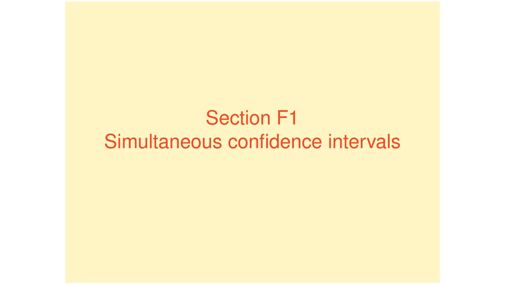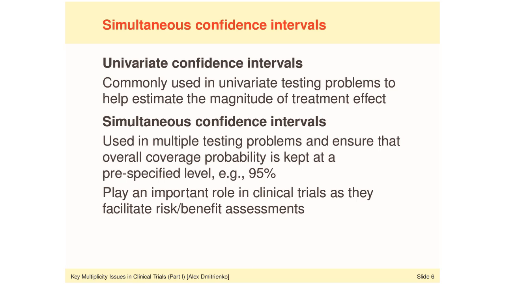Section F1, simultaneous confidence intervals. We're going to begin with the basics. We will step back to discuss univariate confidence intervals first. Those intervals are commonly used in univariate testing problems to help us estimate the magnitude of treatment differences. And as you know, a univariate confidence interval guarantees that the true value of the single parameter of interest, for example, the mean treatment difference, lies between the lower and upper limits with a pre-specified probability. Most commonly, this coverage probability is set to 95%.